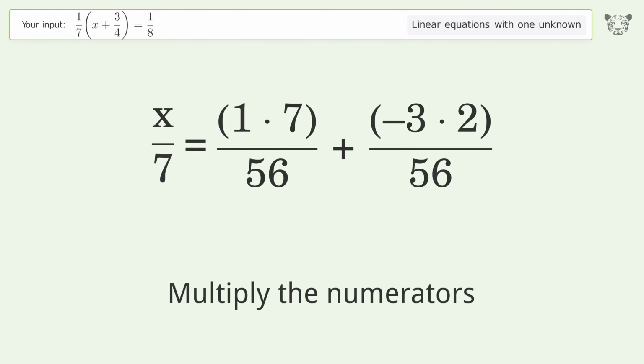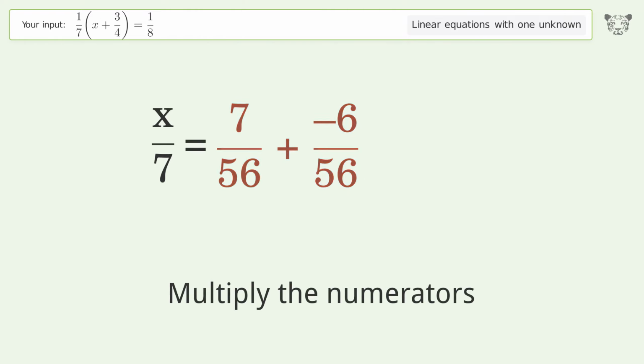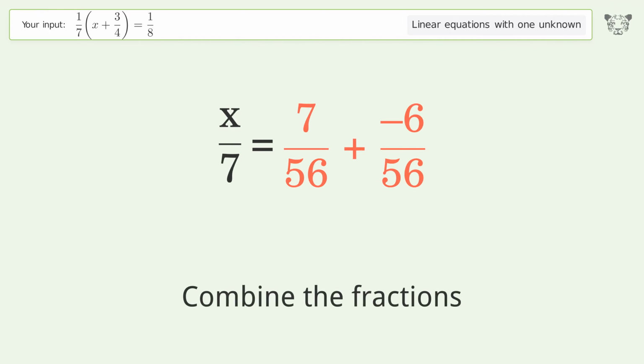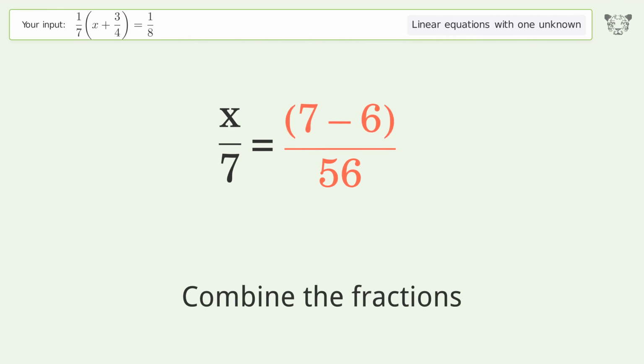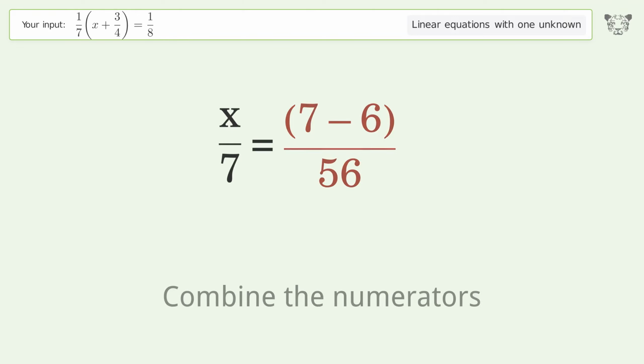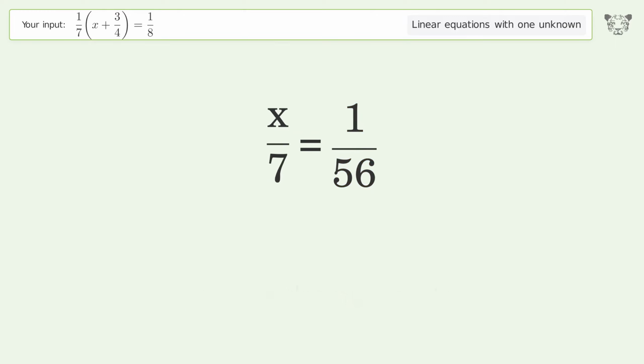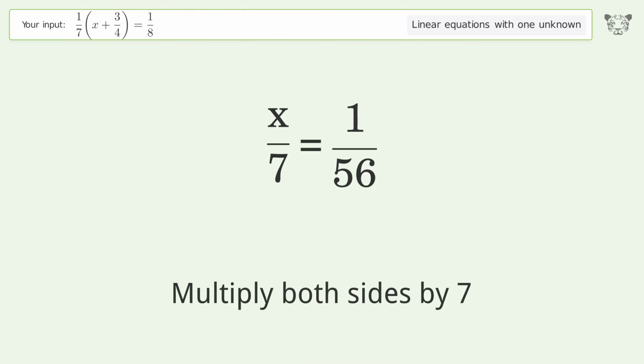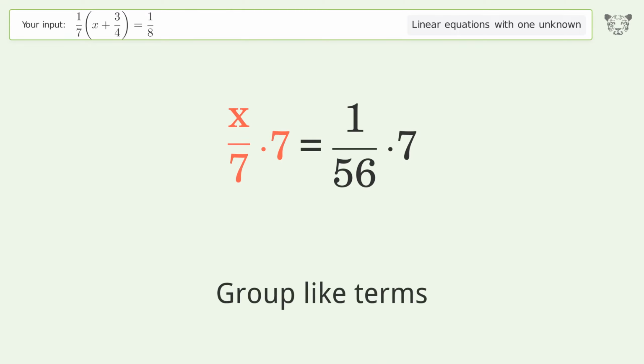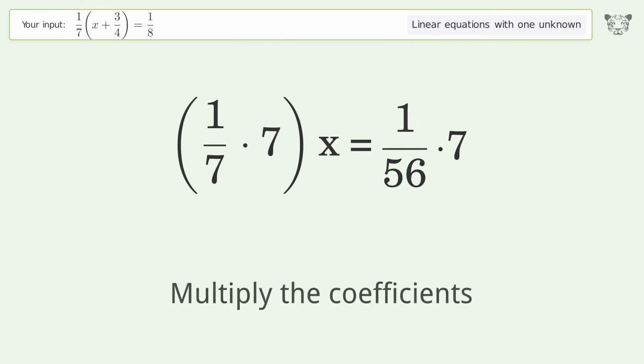Multiply the numerators. Combine the fractions. Combine the numerators. Isolate the x. Multiply both sides by 7. Group like terms. Multiply the coefficients.